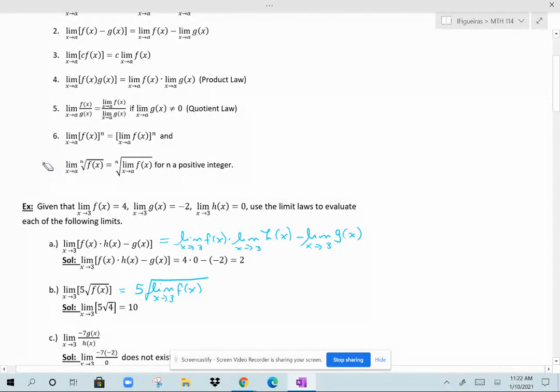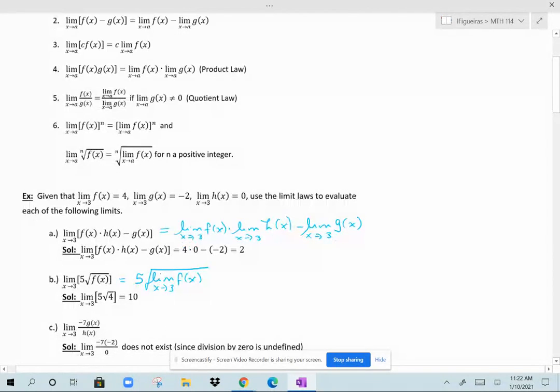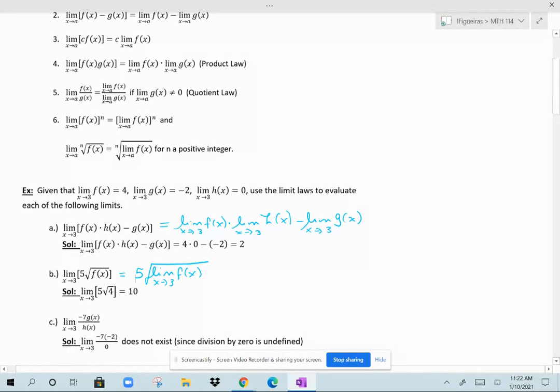Okay, so now we move on to part C. We need to evaluate the limit as x approaches 3 of negative 7 g of x over h of x. So we're going to apply the third and the fifth limit law. Number 3, the third limit law, is because the -7 is a coefficient to g of x, and number 5 is because we have the quotient of two different functions.